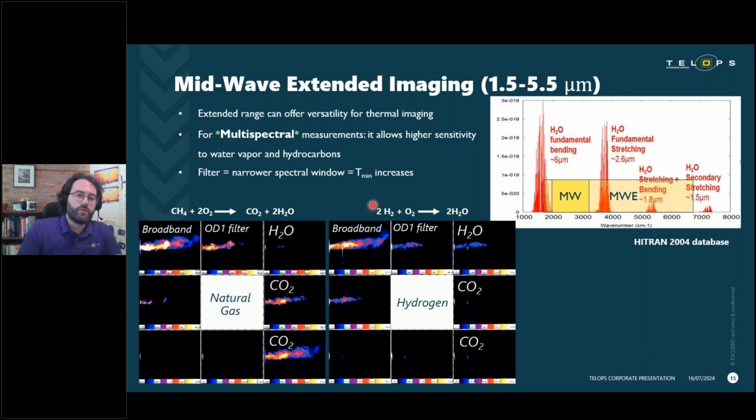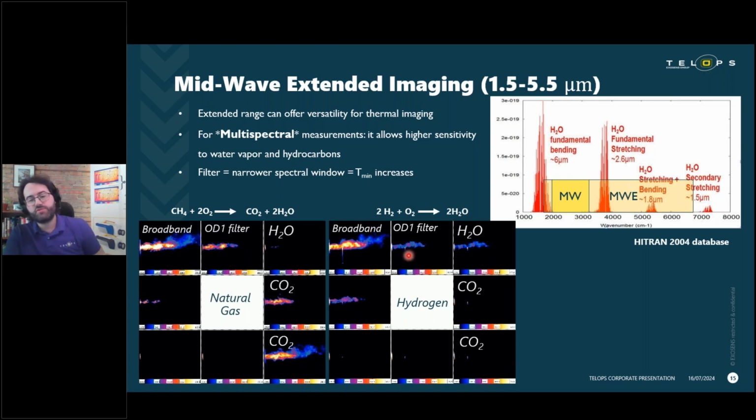So for this kind of experiment where we had a combustion, where we had natural gas being combusted, yes, we have that H2O and CO2, that is the natural products from that combustion that are visible here.